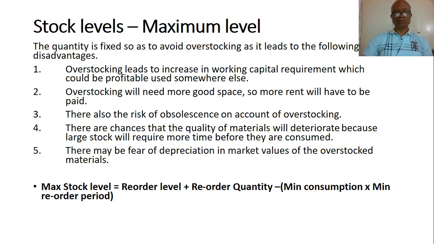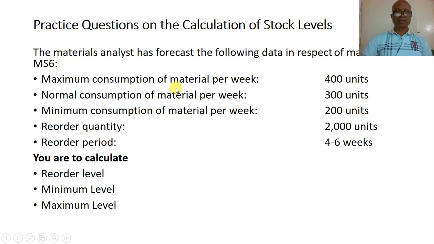Maximum stock level is reorder level plus reorder quantity minus open bracket minimum consumption multiplied by reorder period close bracket. Now let's look at some questions here and see how to calculate some of these levels of stock. The materials analyst has forecast the following data in respect of material MS6. These are the details given.